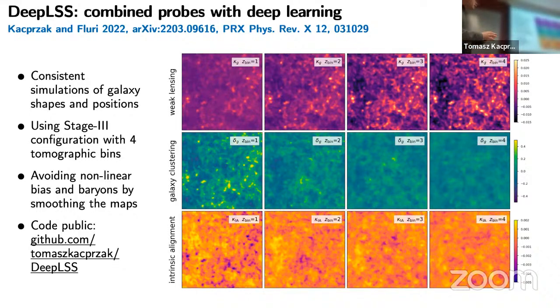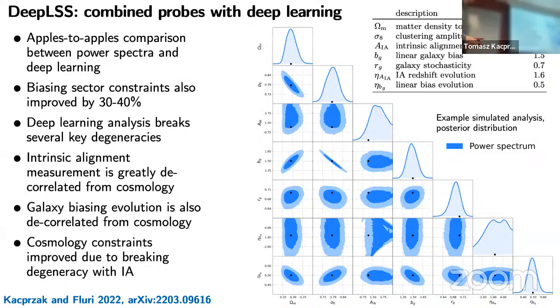In this analysis, I wanted to see, is there a further benefit of combining probes? Can AI learn anything more if we give it more data? So this is an example of weak lensing maps with 4 redshift bins and corresponding clustering maps with a simple linear biasing prescription. One can also make intrinsic alignment maps relatively easily with the NLA model and plug all of that into a machine learning method. In this paper, which was published in PRX, we had this relatively open model that has cosmology, intrinsic alignment, biasing, stochasticity, and evolution of bias and intrinsic alignment.